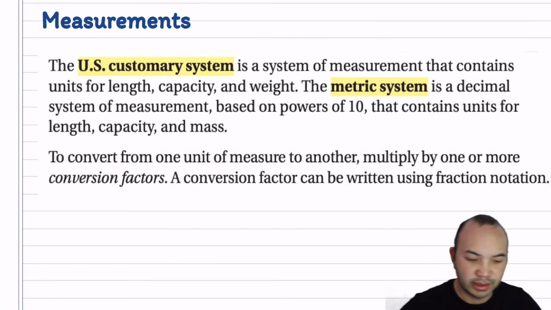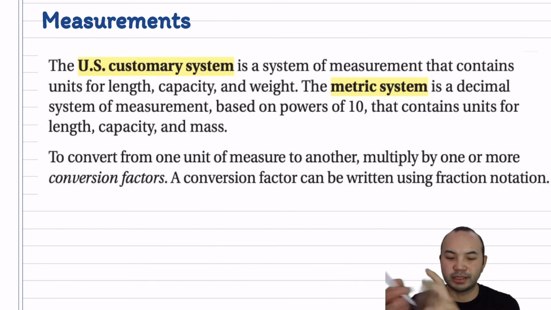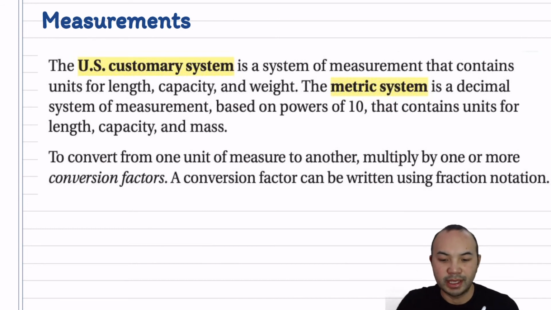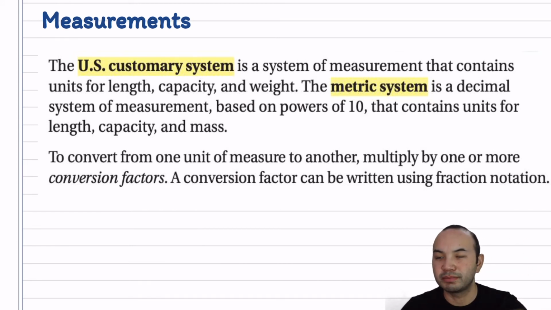So measurements. The US customary system is a system of measurement that contains units for length, capacity, and weight. Same for the metric system. It's actually a decimal system of measurement based on powers of 10. That's why there are 100 centimeters and 1,000 millimeters in 1 meter. Kilometers, there are 1,000 meters in 1 kilometer.